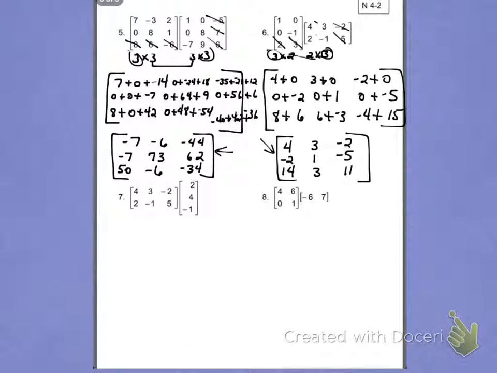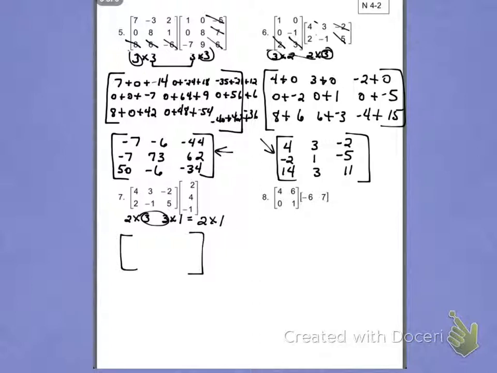Okay. Number 7, we have a 2 by 3 matrix multiplied by a 3 by 1 matrix. These match. So our answer matrix is going to be a 2 by 1 matrix. So it's going to get smaller. Sometimes they can get bigger than any of the initial ones. Sometimes they can get smaller. You just have to kind of look at what you're given. So again, the process is the same.